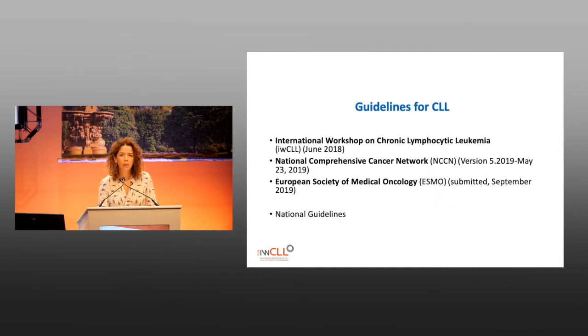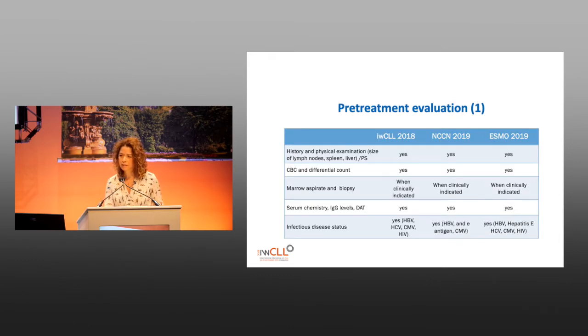So let's see now what the current guidelines, IWCLL, the NCCN, and the recent proposal by ESMO, say about the clinical assessment just before starting therapy. In general, there is agreement in all guidelines in terms of basic exams, and also in terms of performing a bone marrow aspirate and biopsy, which should only be done in those cases which are clinically indicated. The best example could be a cytopenia of uncertain origin.